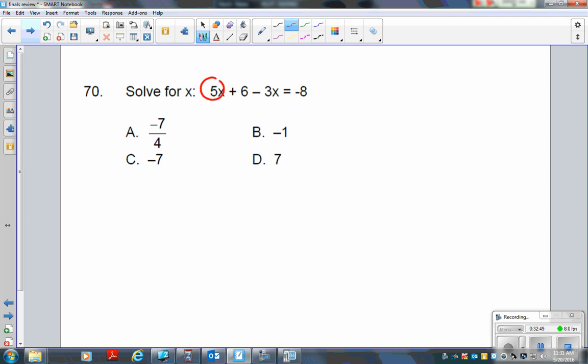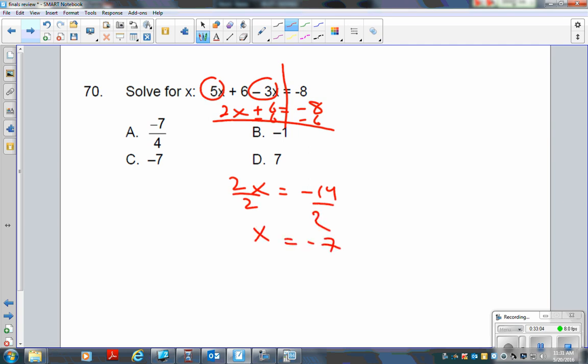We have 5x, take away 3x. That gives me 2x. And you always subtract the number before you mess with a letter. We have 2x equals -14. If you divide by 2, you end up with the answer x equals -7.